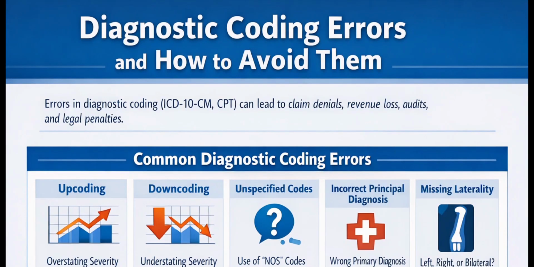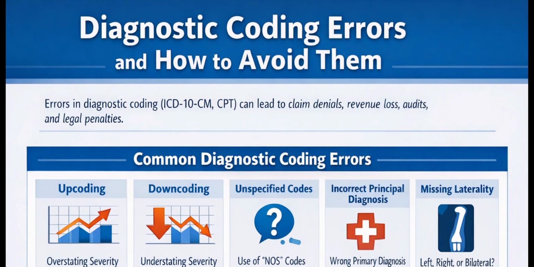In today's video, we will talk about diagnostic coding errors and how to avoid them. Diagnostic coding systems like ICD-10-CM and CPT are critical for accurate billing, reimbursement, compliance, and patient data reporting. Errors can lead to claim denials, revenue losses, audits, and even legal penalties. Before that, here is a detailed overview of common diagnostic coding errors and how to avoid them.